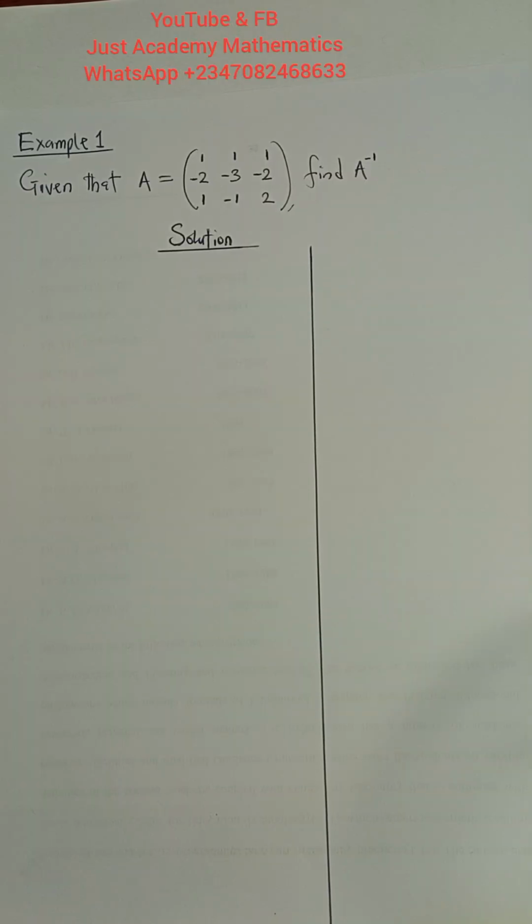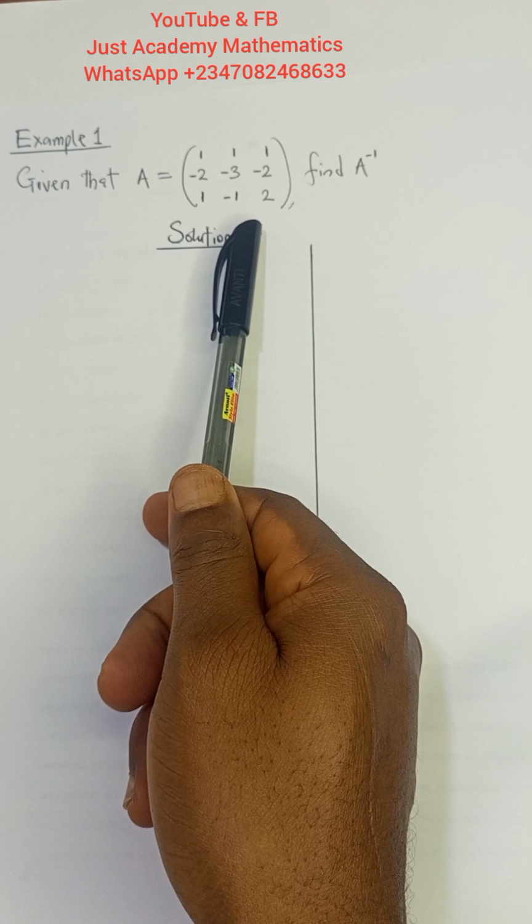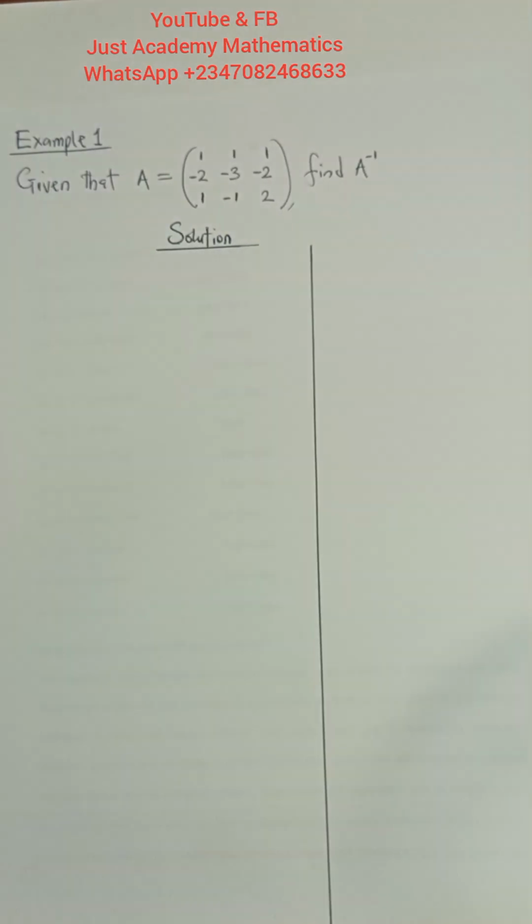Okay, so this is our first example. Let's take our example 1. You can see they say given that matrix A is given as this matrix here, we are asked to find A inverse.